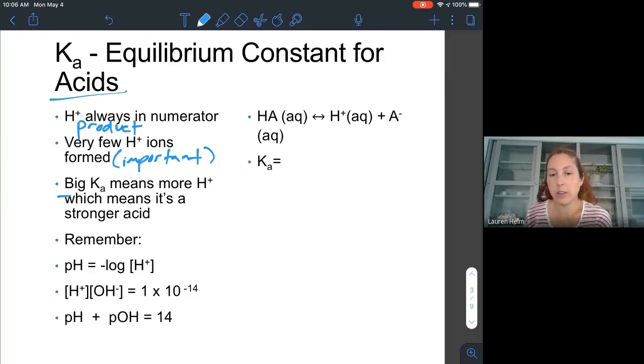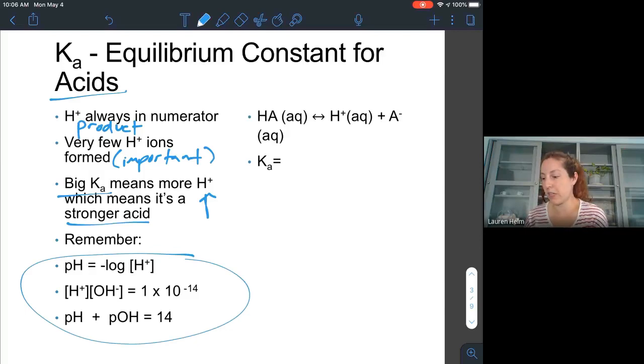Well, if we get a really large value for Ka, that means that more hydrogen ion is produced at equilibrium, which means it's a stronger acid. The smaller the Ka, the weaker the acid is. And then just a quick refresher on some of our old formulas: the formula for pH, our Kw, and then our formula pH plus pOH equals 14.